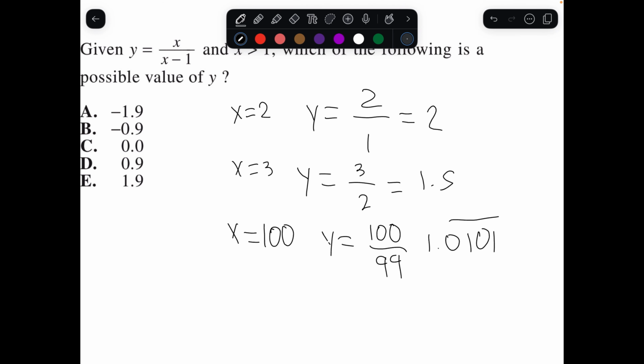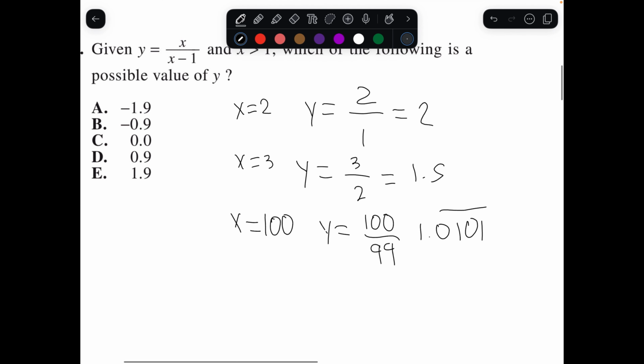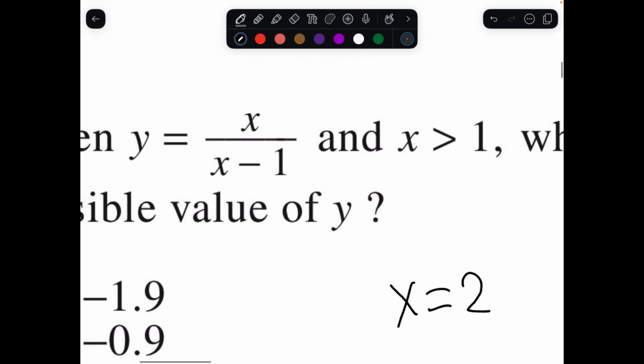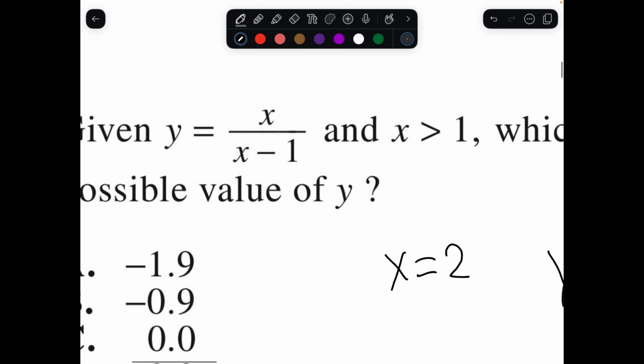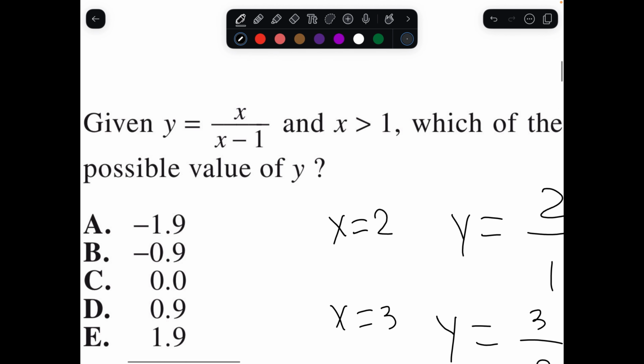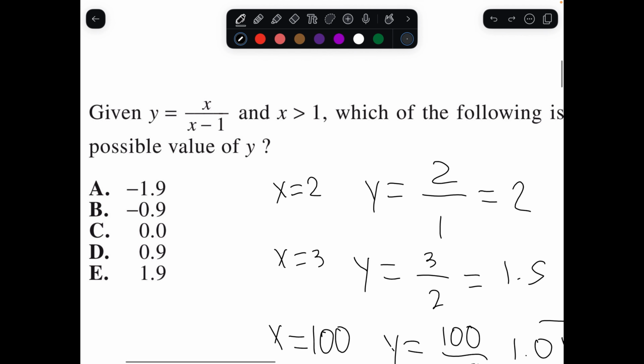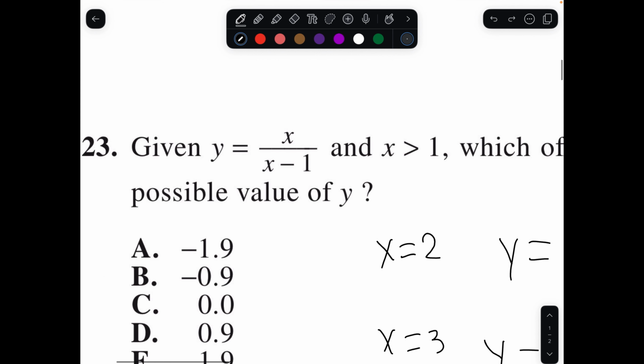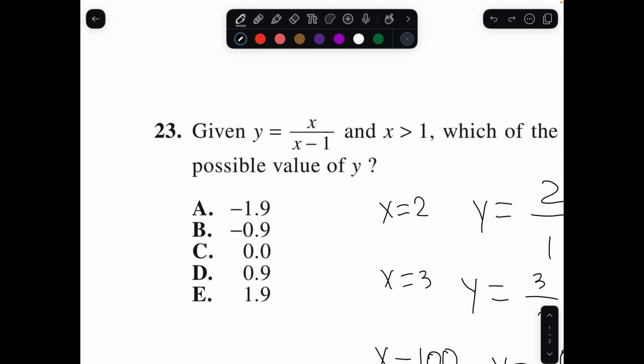So the pattern to notice here is that whatever we plug in for x, the value of y is always greater than 1. And that makes sense, right? Because your numerator is always going to be bigger than your denominator, as x minus 1 makes your denominator smaller than your numerator. Which means the value of y is always going to be greater than 1.